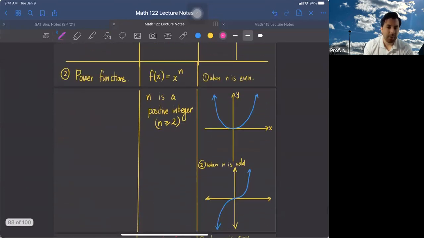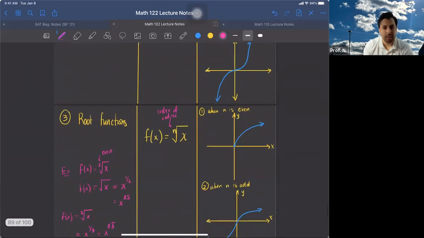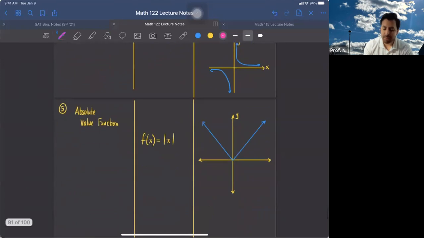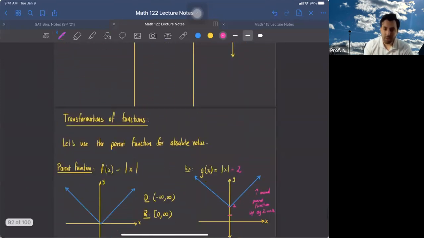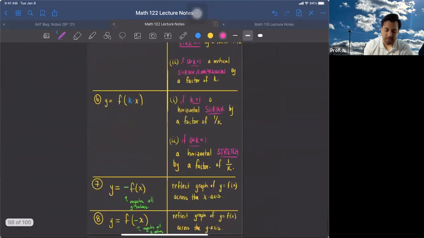Is it a power function? Is it a root function? No, it can't be a root. Is it reciprocal? No, it's not 1 over anything. Is it absolute value? No, it's not absolute value. So the only one that seems to work is the power function. But what particular power function is it?